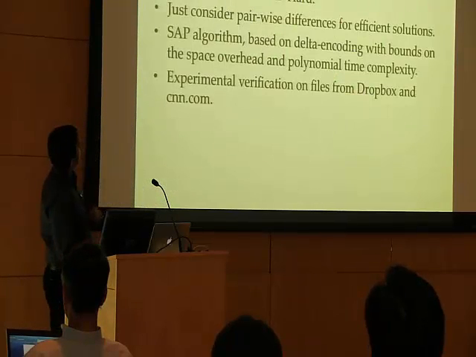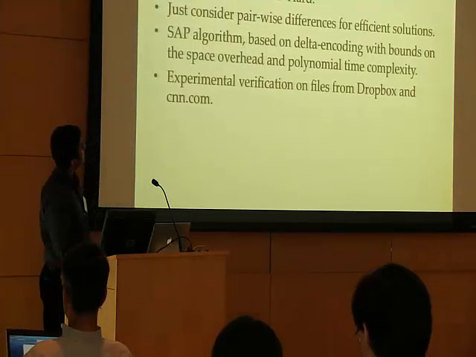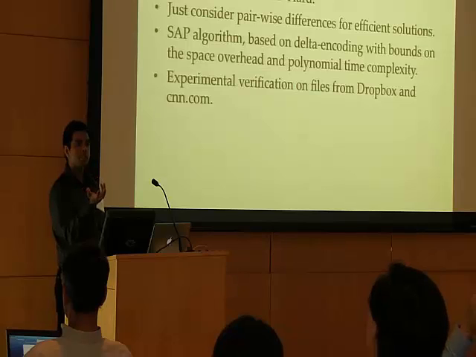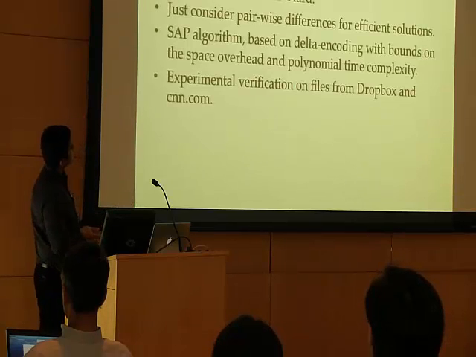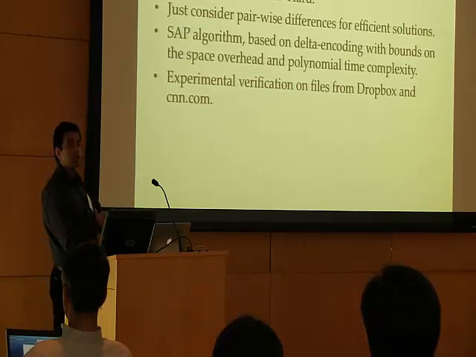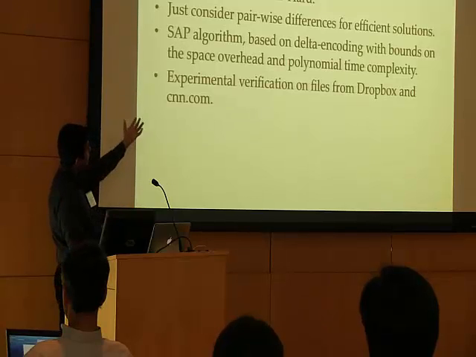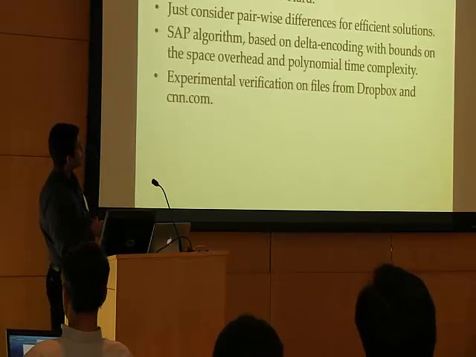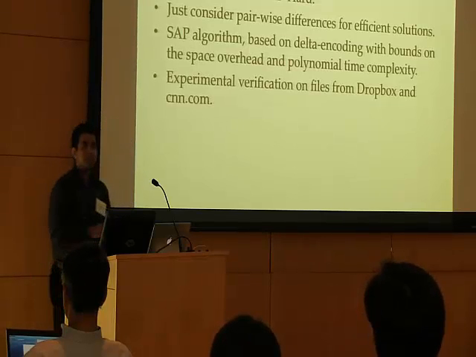So I'll conclude this talk. We defined the novel problem of finding a space efficient and access efficient solution for the distributed storage problem where we exploit similarity. We showed that the optimal solution is NP-hard. And just by considering pairwise differences, we can do quite well, quite near the most efficient solution possible. And finally, we provide you experimental verification from Dropbox and CNN. That's it. Thanks.